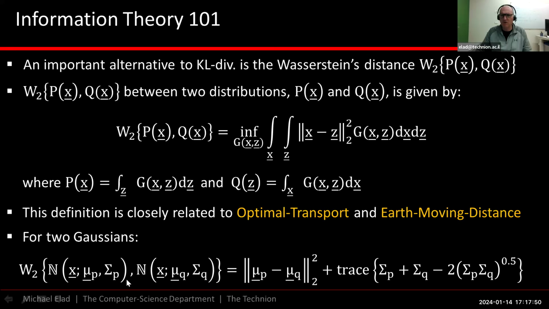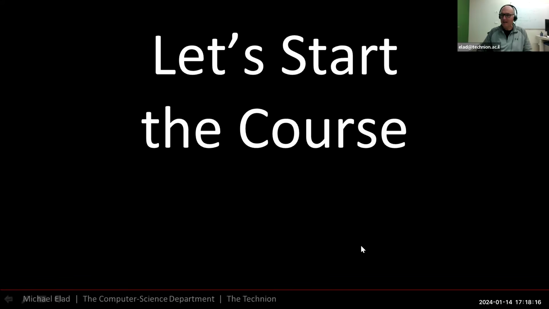It's actually very intuitive. It says the two Gaussians have two different means, mu p and mu q. If the two are the same, this element drops. They have two separate sigmas, sigma p, sigma q, and this is actually sigma p, sigma q to the power half. So if the two are the same, you get sigma p plus sigma p minus twice sigma p, again 0. So you end up with 0 if the two are the same. That's it. This is the brief mathematical review.